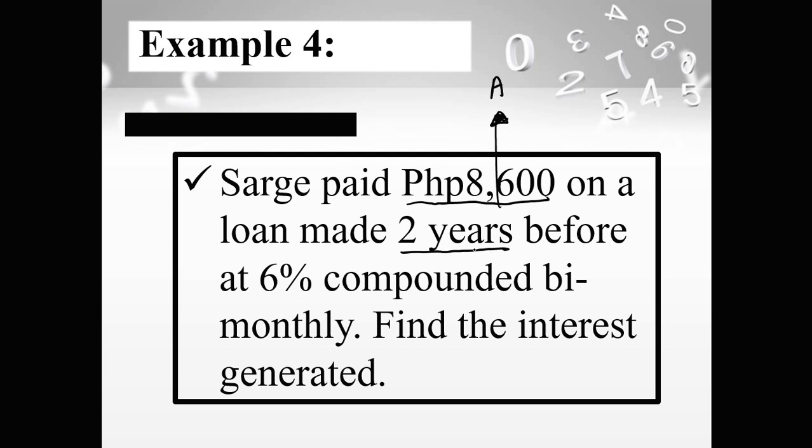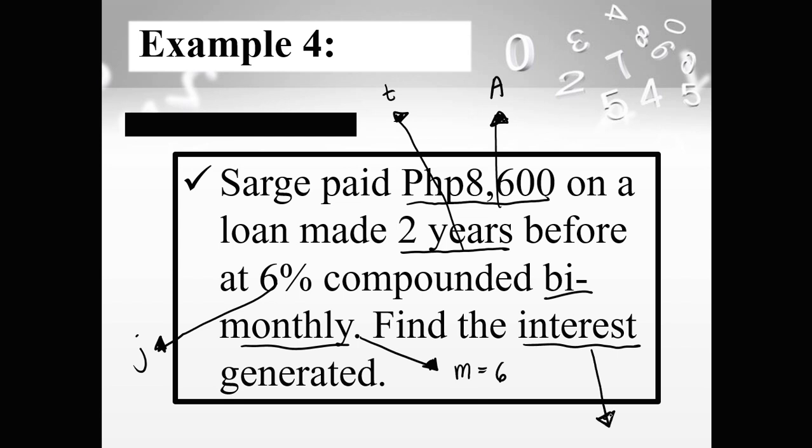Next, made 2 years before. So, 2 years, of course, will be our time. At 6%. 6% will be the nominal interest rate, which is J, compounded bimonthly. Ayan, conversion per year. M is equal to, since that is bimonthly, that is 6 times per year. Find the interest generated. So, ang nawawala po ay si interest. Kung magkano yung naging interest niya, bakit siya nakapagbayad ng total amount na 8,600 pesos. So, since hinahanap natin si interest niya dito, malalaman din natin kung magkano yung niloan niya.